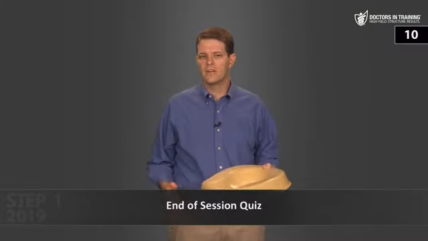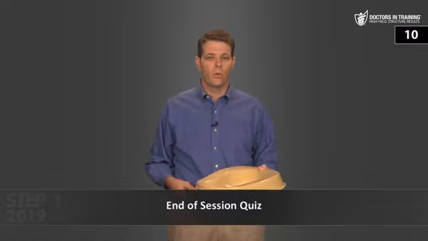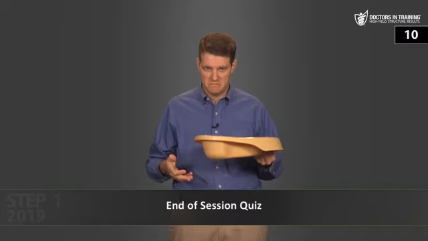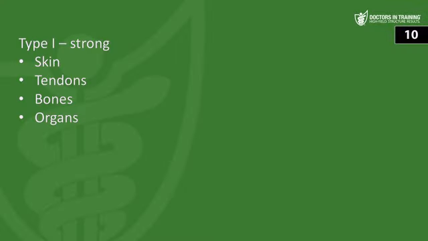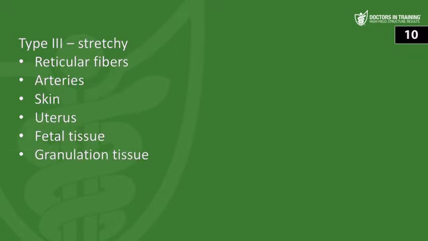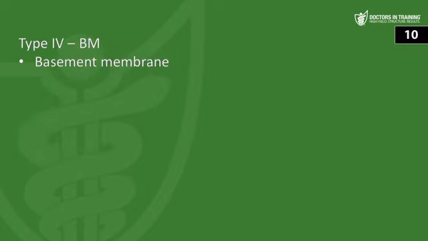Next, what are the different types of collagen and where can they be found? Well, remember, a strong, slippery, stretchy BM. Type 1 is the strong one, found in skin, tendon, and bones, as well as the organs. Type 2 is the slippery type, found mainly in cartilage, the vitreous body, and the nucleus pulposus. Type 3 is the stretchy type, which is found in reticular fibers, the walls of the arteries, the skin, the uterus, fetal tissue, and granulation tissue. And type 4 is found in the basement membranes, or the basal lamina.